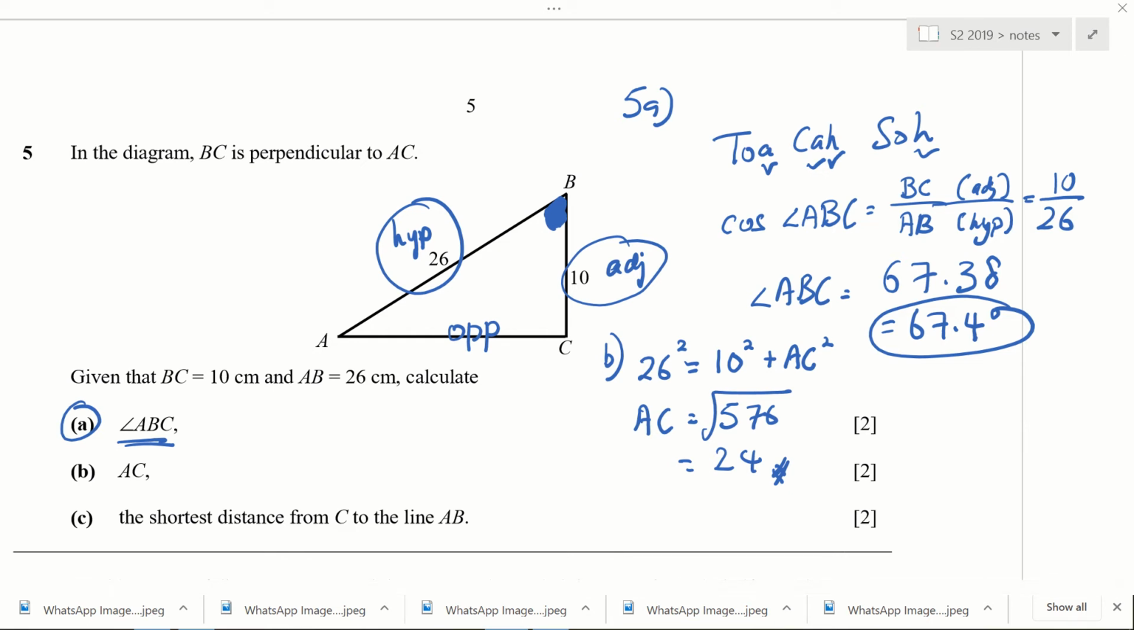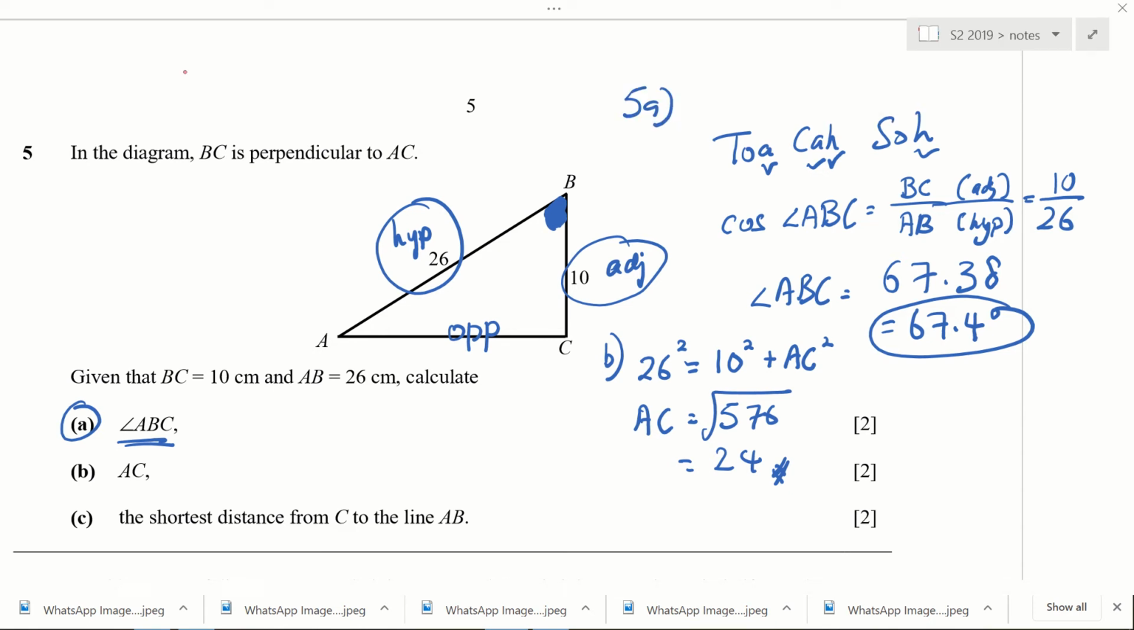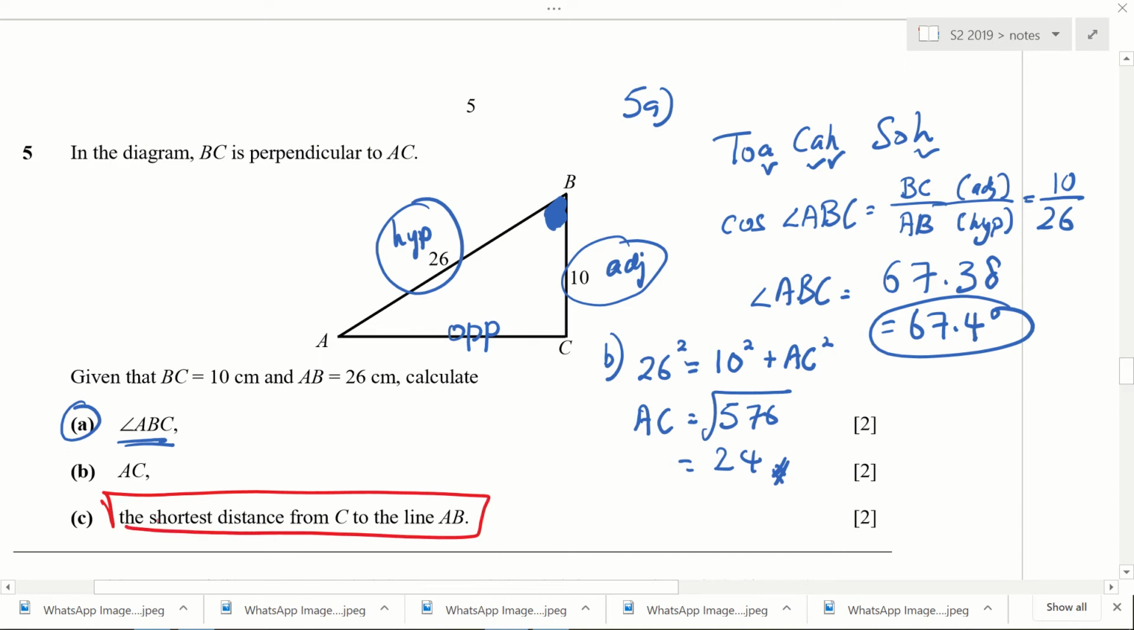Right, last one. How do I find the shortest distance? I highlight in red. I will draw the distance in red. Can you all draw the distance now? Some of you not able to do C. Can you write down? Shortest distance means 90-degree distance. The actual word is perpendicular. So from C, how do you draw perpendicular? Very simple. This is how you draw.